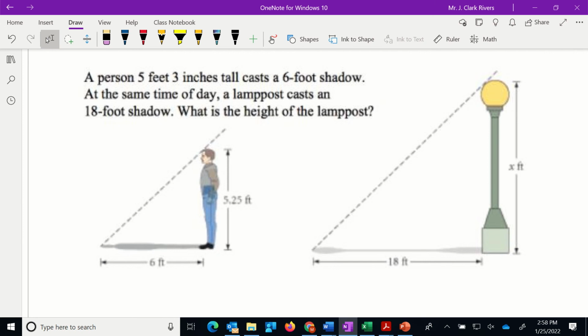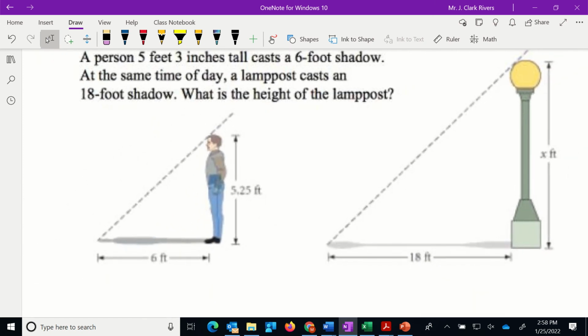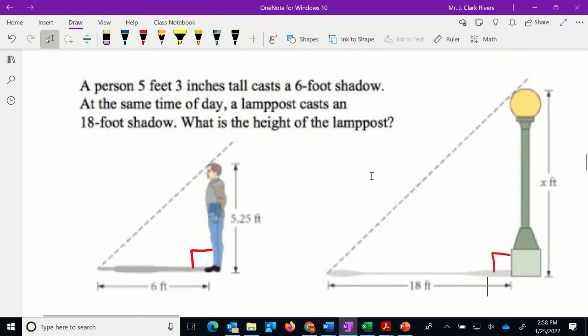So 5 feet 3 inches is 5.25 feet, 5 1/4 feet. When you stand upright, hopefully you're perpendicular to the ground. Hopefully you're not leaning or whatever. A lamppost, if it was installed correctly, should also be perpendicular to the ground as well. So we end up with a right triangle and a right triangle. So let's read the rest of the problem.